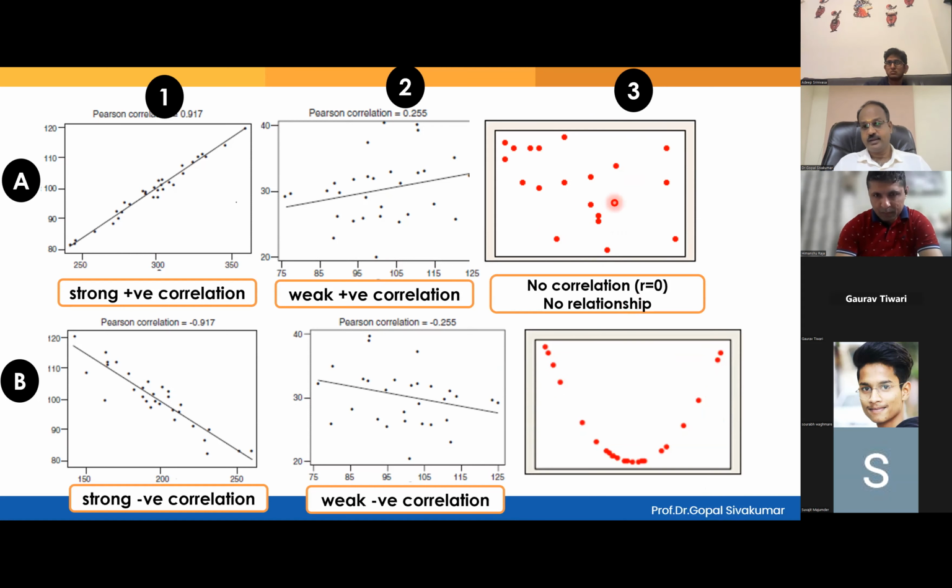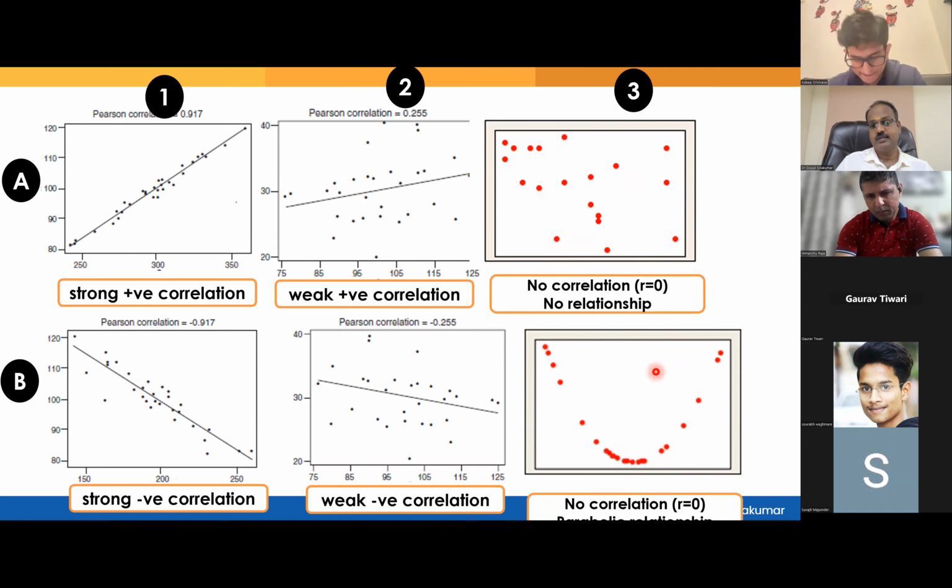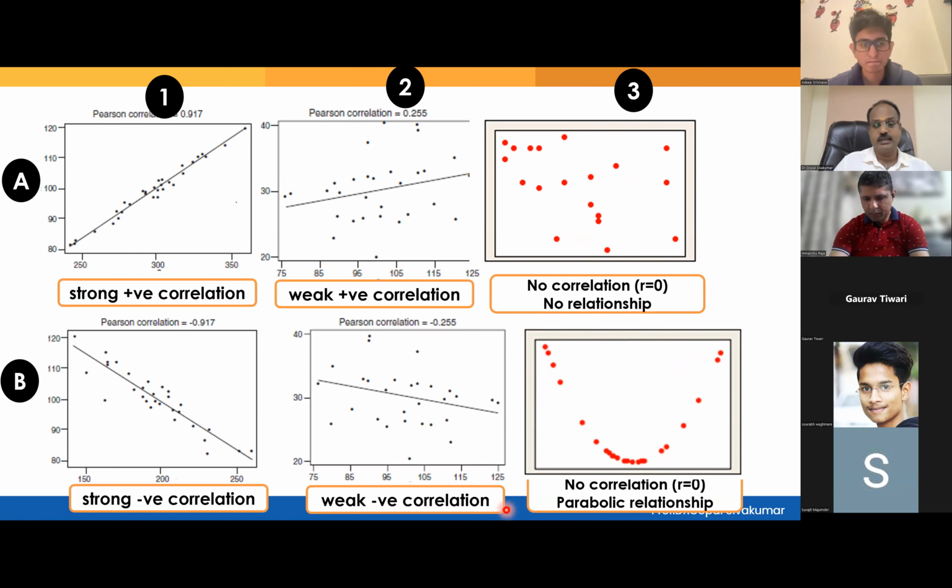But here, there is no correlation, but there is some other relation. Can you see here? This is called non-linear relation. So you can also call it parabolic relation. It looks like a parabola. Or you can also call it quadratic relation.